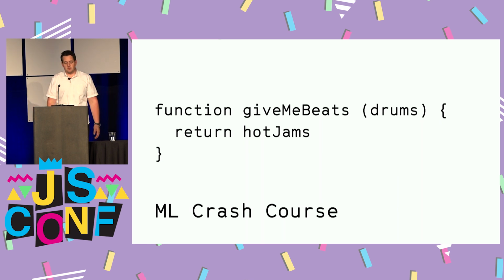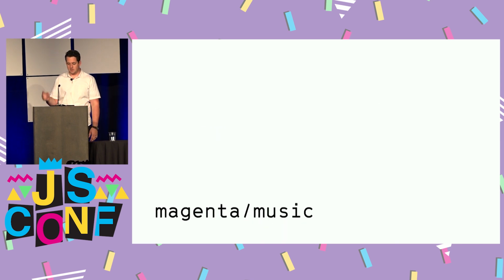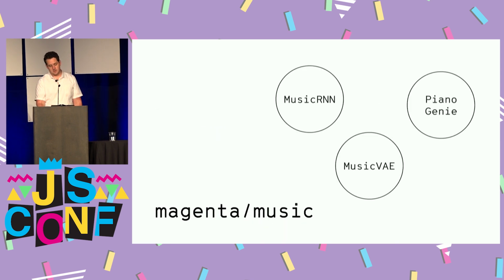But for our purposes, we want to give it some drums, and we want some better drums in return. So that's where Magenta comes in. Magenta has a couple different models available. All of these are super cool, and it seems like they're coming out with more every week, every month. So there's a music RNN model, there's a music VAE, and there's a Piano Genie one right now. The Piano Genie is a VAE as well.